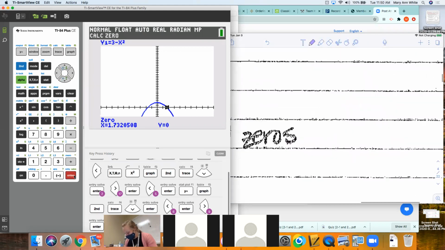Now, I would bet money that the negative one is negative 1.73. Anyone think that's a fair bet? Since it's symmetric too, and it's centered on the y-axis, it should be the exact same point on the other side. So I'm going to say negative 1.73. Sometimes it's good to work a little bit smarter, not harder.